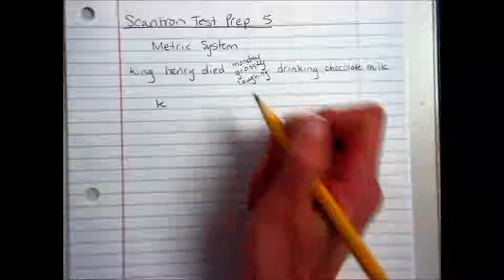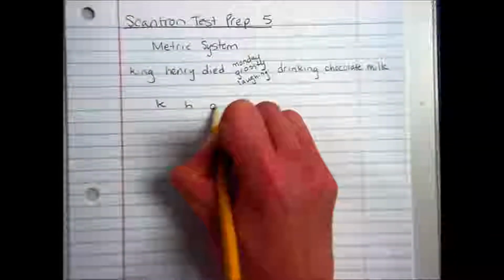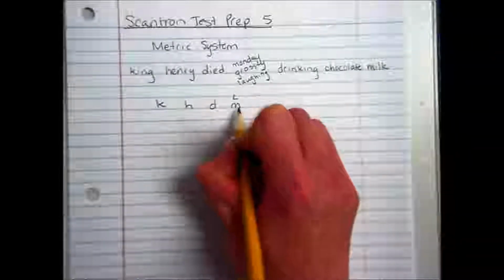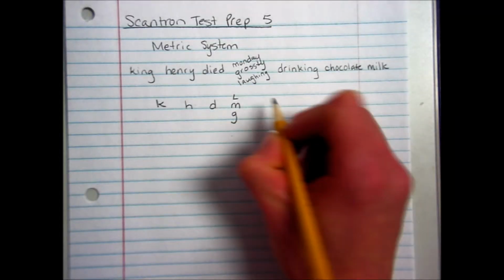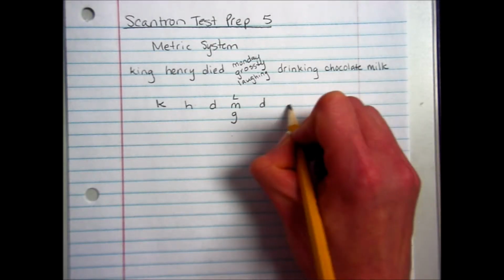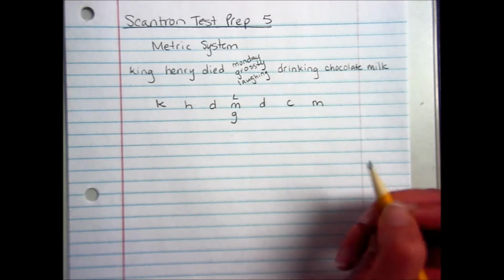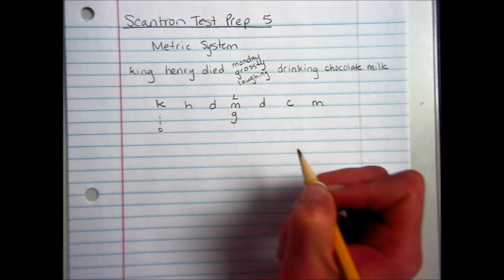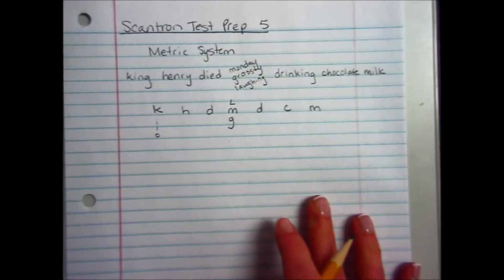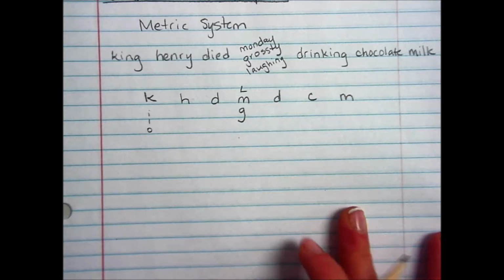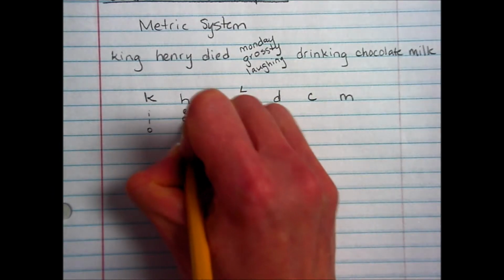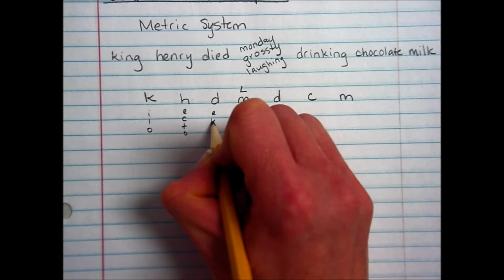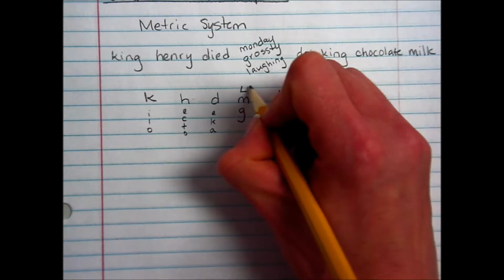All right, so I'll say it to myself. King Henry died. Now he died either laughing on Monday or grossly drinking chocolate milk. All right, so this K stands for kilo. The H is hecto. D is deca. Okay, the L is liter.